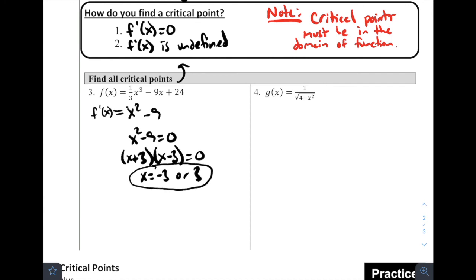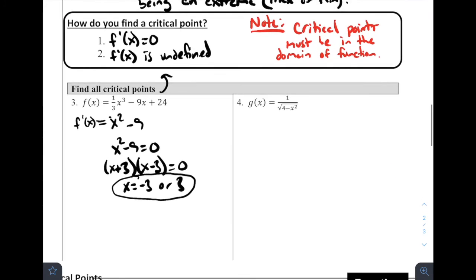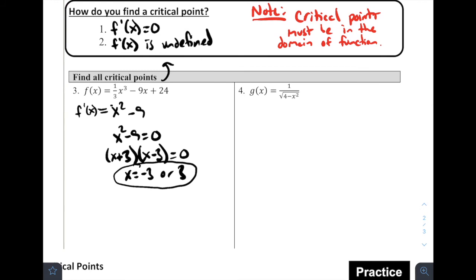They are possible places that if I were to graph this function, that I might see a maximum or a minimum occurring. In fact, if we do graph this function, we would see one of these being a maximum and one of these being a minimum at those values. But again, it's not a guarantee, right? It's only a possibility of there being an extrema at that point. There are places we want to look. They are critical points because we might be able to find extrema there.